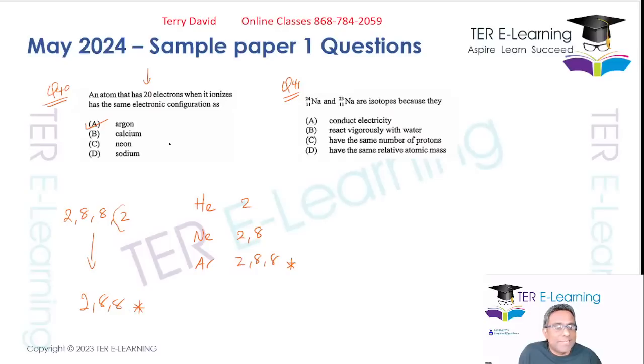A lot of people are saying the answer is C for this one. Let's see if that makes sense. We have sodium 24 and sodium 23, and they are isotopes because they conduct electricity? That doesn't make them isotopes. Reacts vigorously with water? Doesn't make them isotopes. Have the same number of protons? Yeah, that's good. Isotopes have the same atomic number but different mass number. Isotopes have similar chemical properties, but their physical properties differ, right? So that's question 41.